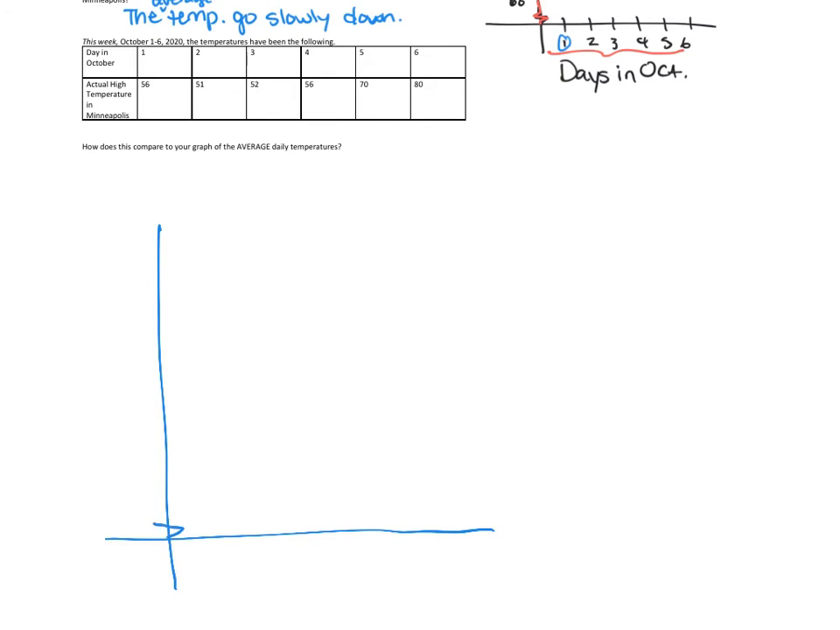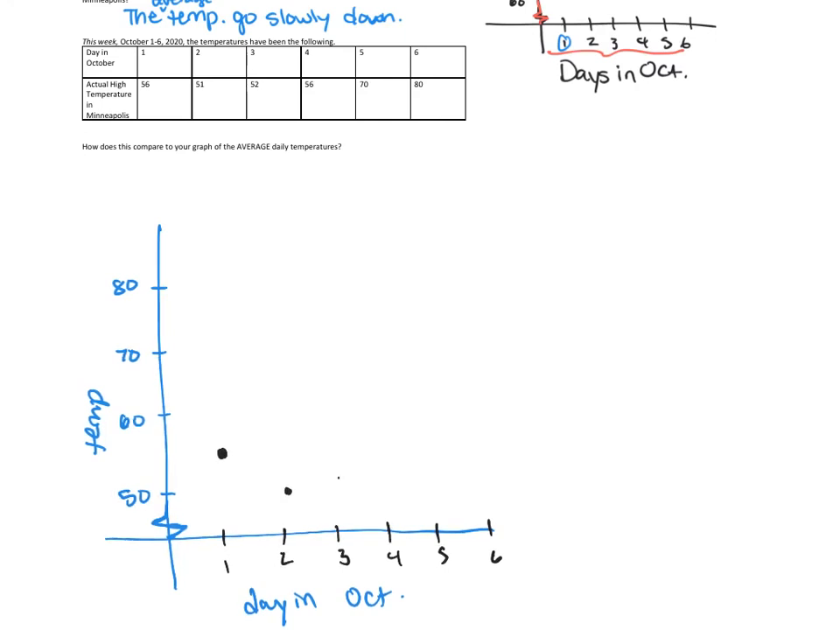So now I'm going to make my thing skip, and I'm going to go down to 50, 60, 70, 80. So this is going to be temp, and this is going to be day in October. And let's see. So here I'm going to have 1, 2, 3, 4, 5, 6. On the first day it was 56, so that's going to be about there. On the second day it was 51, so it'll be about there. Then 52, then 56, then 70, and then 80.